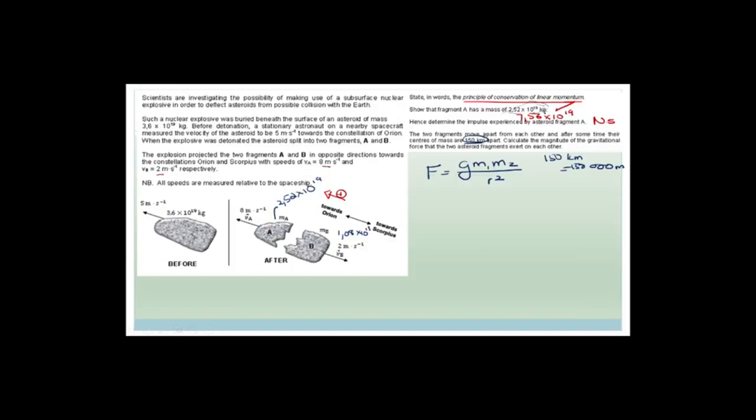Right, now that we've got all the information we need, we can substitute into this formula and work it out. We've got F is equal to 6.67 times 10 to the negative 11, multiplied by the mass of A, which is 2.52 times 10 to the 19, multiplied by B, which is 1.08 times 10 to the 19, all over the radius, which is 150,000 squared. Okay, so now let's get our calculator out.